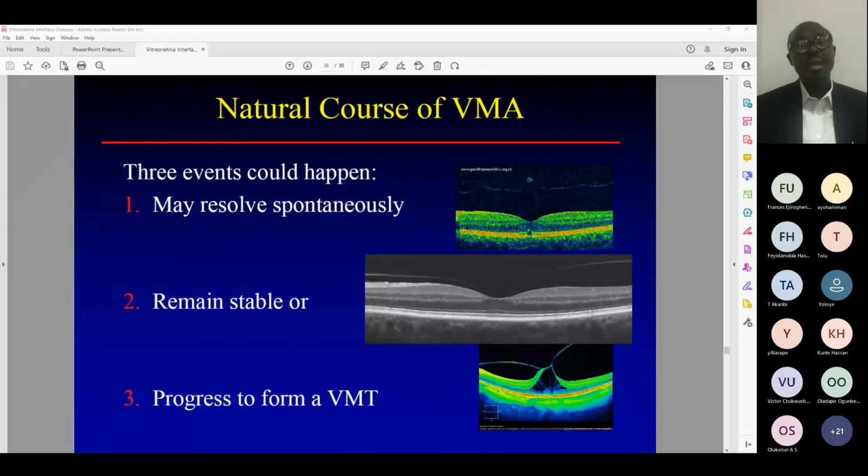So VMAs may have a number of progressive causes. Three events may happen. They may resolve spontaneously, remain stable, or progress to form a VMT. So let's look at a VMT on the next slide.